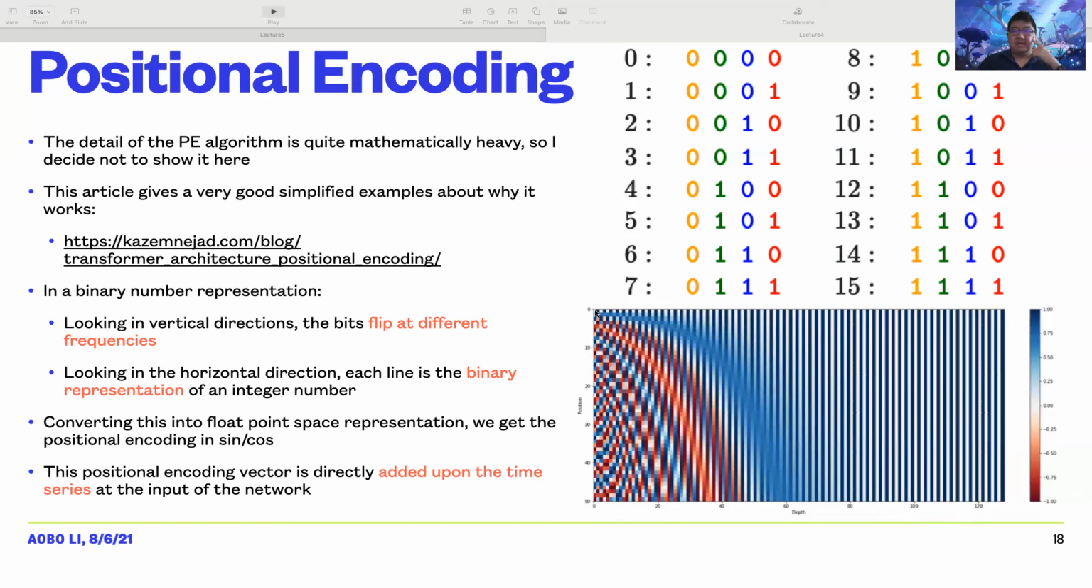You can see the first dimension is oscillating pretty rapidly, and then the second dimension oscillates less frequently, and then all the way as you move to the right on this plot, you see it oscillates less and less frequently until here. The first oscillation is actually beyond the scope of this plot, so you only see this uniform feature. This positional encoding vector of the d dimension is just directly added onto our time series as input of the neural network.